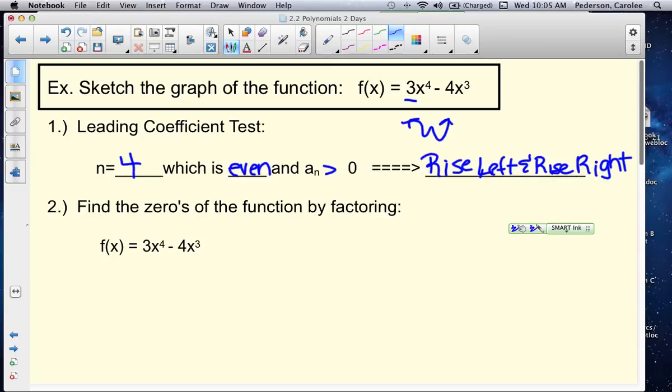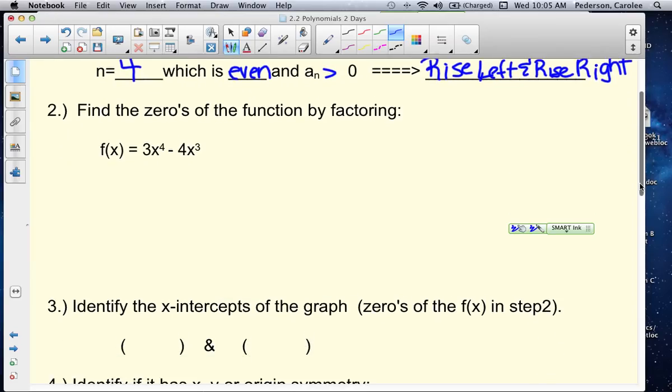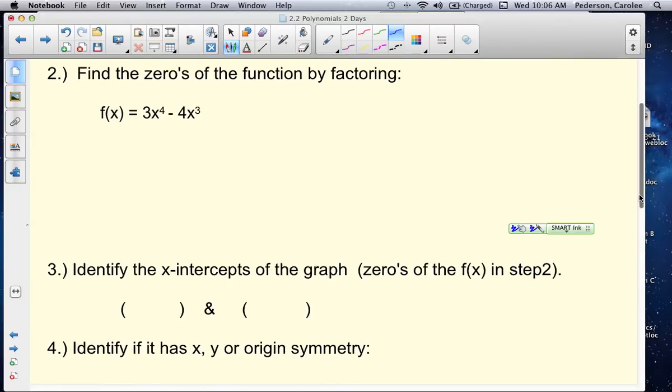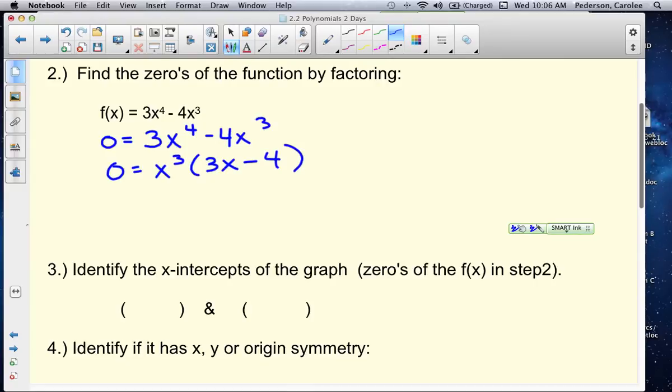So now the next step is to go out and find the zeros of the function, which will be the x-intercepts. So I'm going to set this function equal to 0 and solve for x. Factor out the GCF. And that's what I'm left with. I took out an x cubed. Now I set the factors equal to 0, and I solve for x.